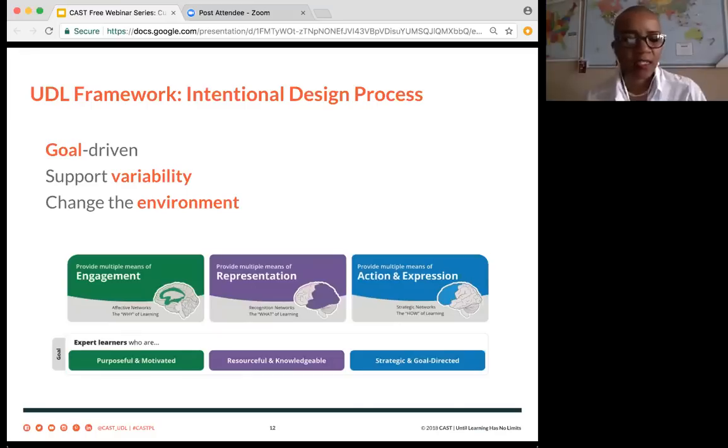I'd like to just add, as far as the action and expression for the UDL framework, that there should be regular opportunity to use multiple tools to construct meaning. Students need to have the options to make learning relevant, so they can demonstrate connections between what they already know, because each student enters the classroom with a whole fund of knowledge. They already know something. Even if it's preschool, they have 5 years of background knowledge from where they came from.